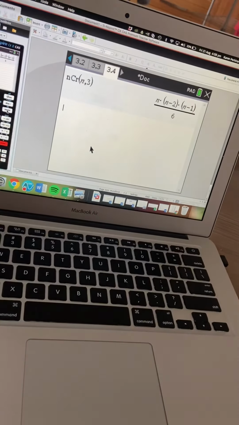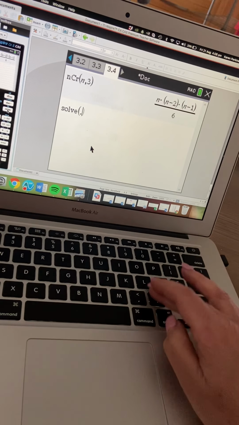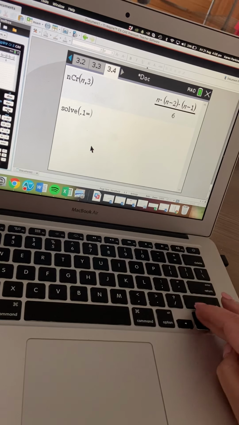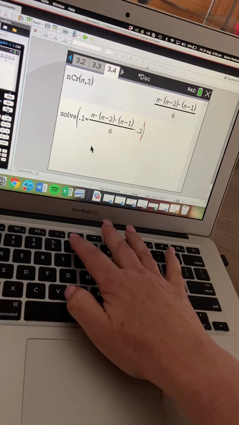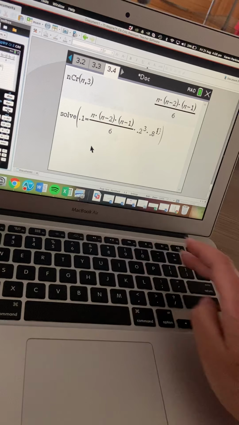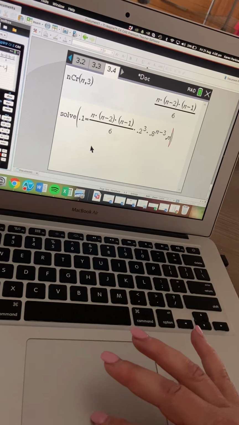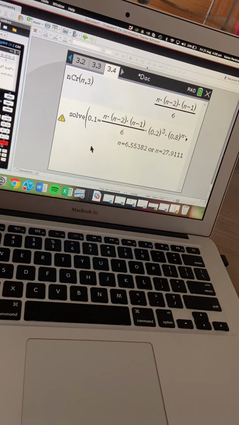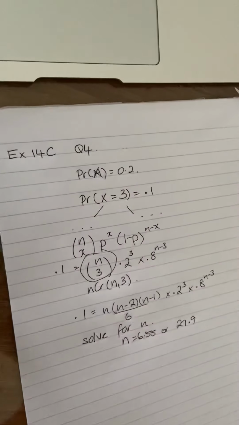Let's go back up here. Menu 3, 1, solve. 0.1 equals this times 0.2 to the power of 3 times 0.8 to the power of n minus 3, and do that for n, and let's see what we get. We get n equals 6.55 or n equals 27.9. So how many games do we have to play?